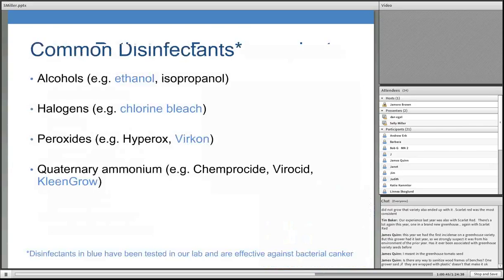This should be new. Well, these are some of the common disinfectants. They're in groups: alcohols, halogens like chlorine bleach, peroxides, and quaternary ammonium compounds. We've tested a bunch of these, including the ones in blue, and these all were effective against bacterial canker. We haven't tested the other bacterial diseases, which doesn't mean the other ones are not effective. These are just the ones that we've tested.